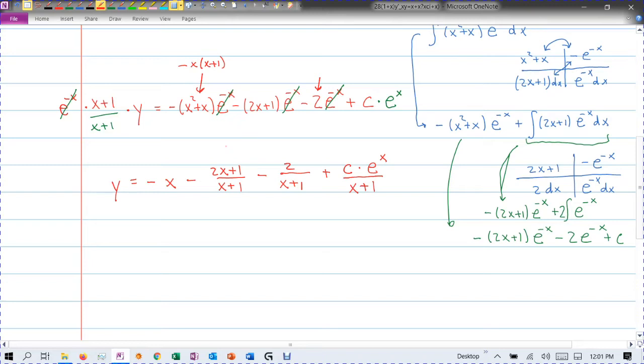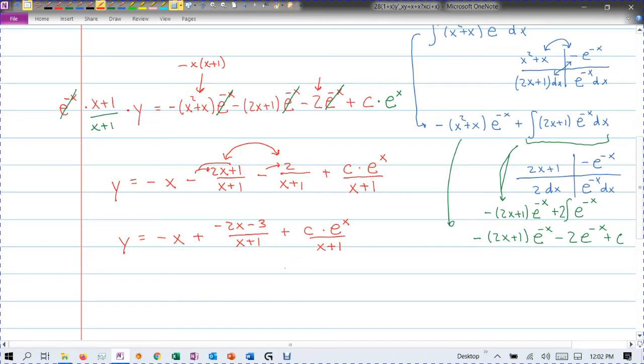Alright, and I think we can put these two together. They have the same denominator. And let's keep in mind that negative will go here, and negative will go here, and then I had a negative there, so we should just get negative x, and then how do I want to write this? I'll do plus negative 2x minus 3 over the common denominator. And then plus c times e to the x over x plus 1. And I guess we could put those together too, but I'm going to leave them just like that.